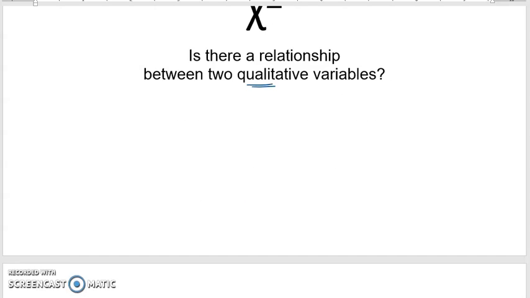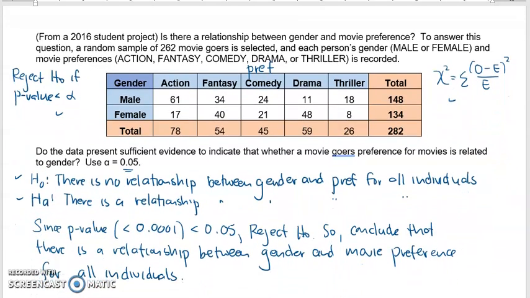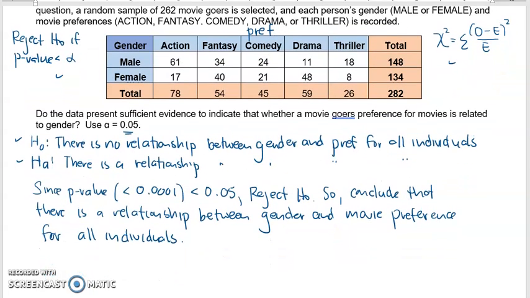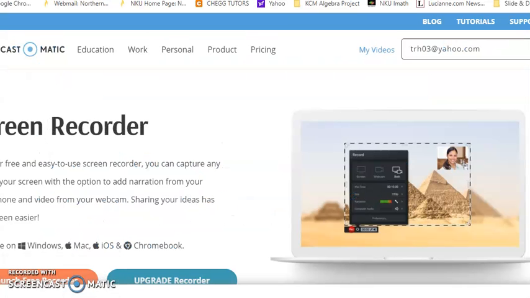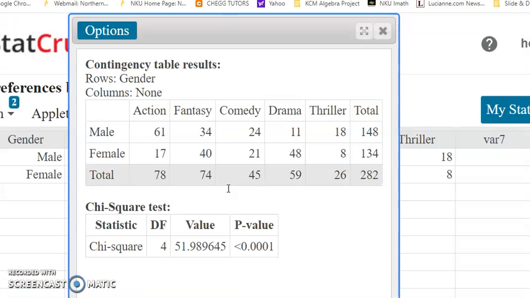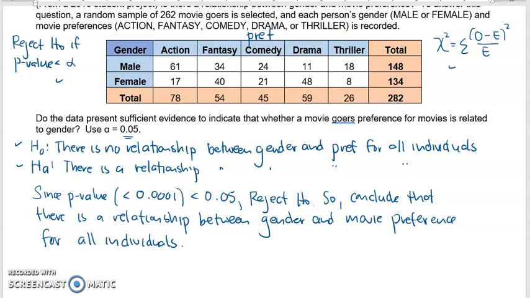What we did in the first video is we investigated whether there's a relationship between an individual's gender and their movie preference. We conducted a hypothesis test using StatCrunch, or any stat package actually works. What we found is that the p-value was less than 0.0001, and so we concluded that there is indeed a relationship between gender and movie preference for all individuals based upon these data.